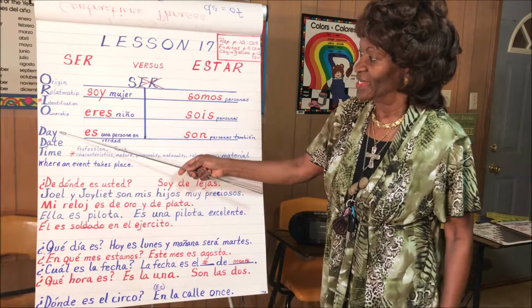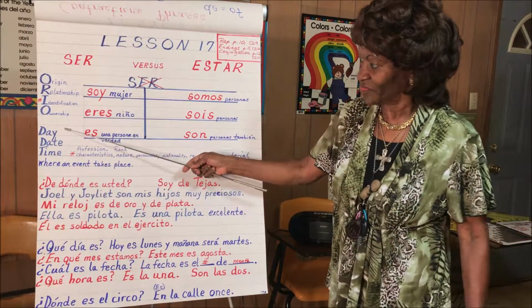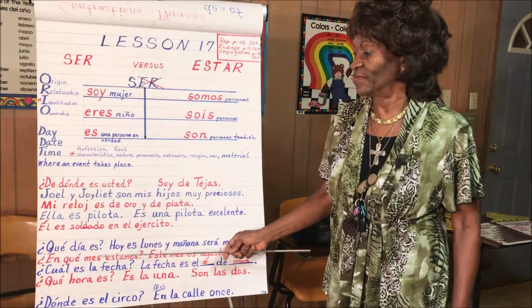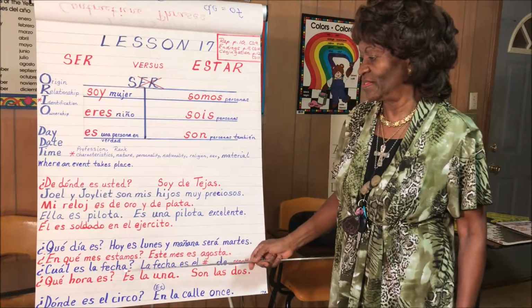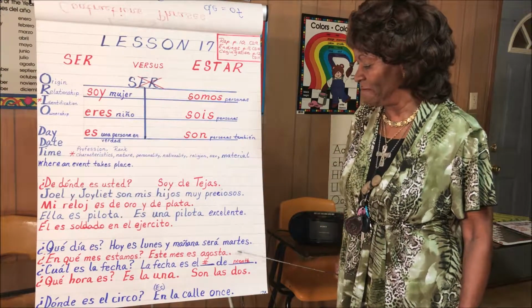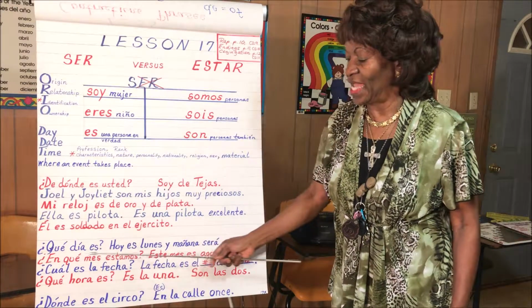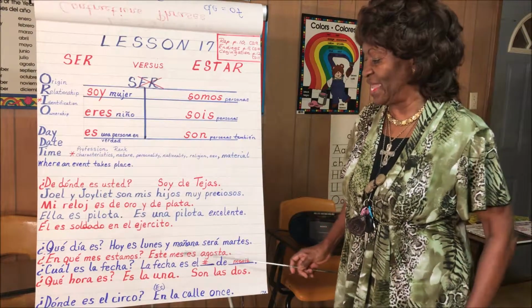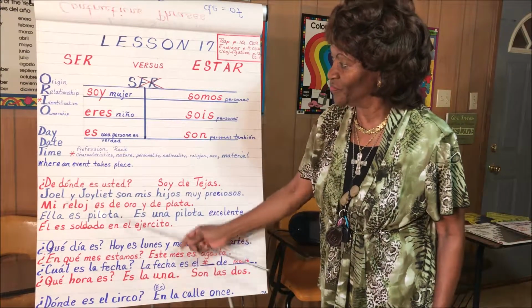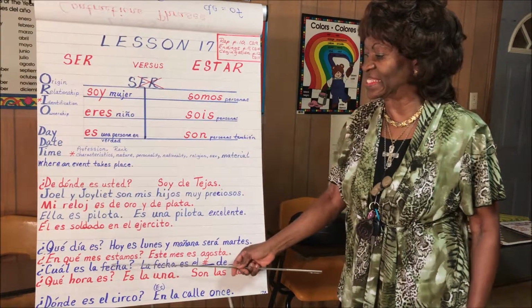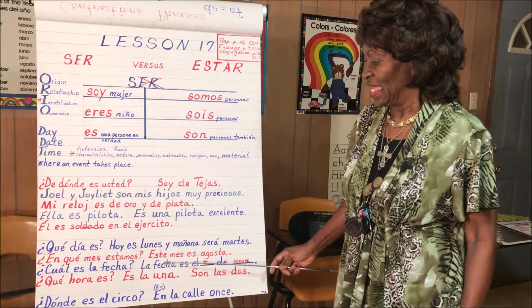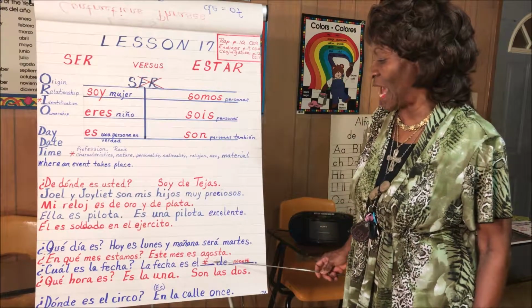With the day and the days. Okay? And the date and the time. ¿Qué día es? What day is it? Hoy es lunes. Y mañana será martes. What day is it? Today is Monday and tomorrow will be Tuesday. Okay? ¿En qué mes estamos? And which month are we? Este mes es agosto.